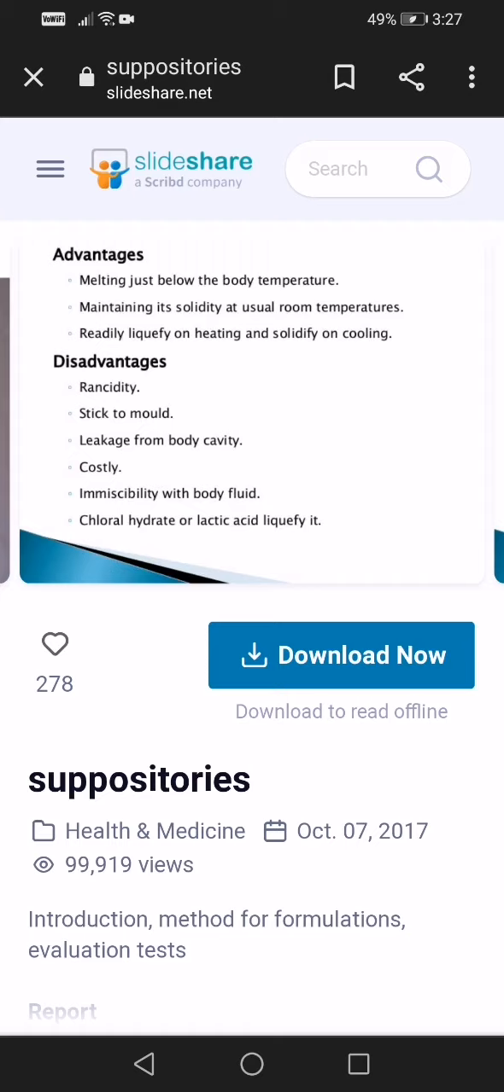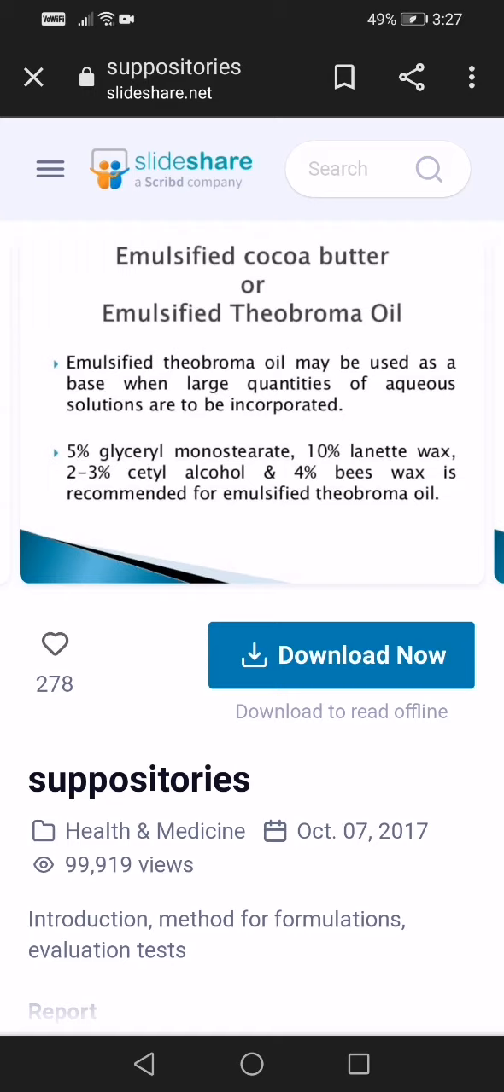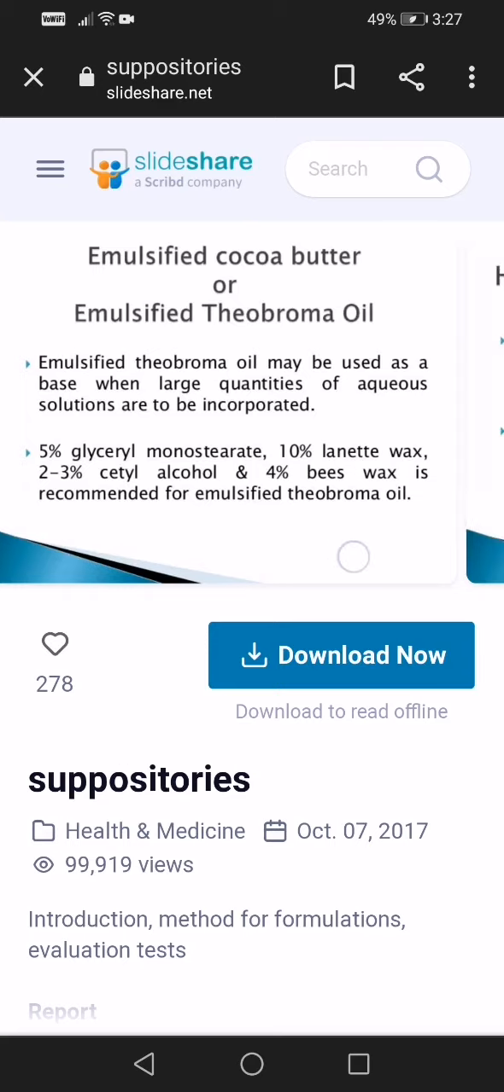So in order to rectify that, whenever you are giving through any route, you have to prepare a suitable dose, that means a suitable base should be present. Okay, next, emulsified cocoa butter or emulsified theobroma oil. This is used as a base when large quantities of aqueous solutions are to be incorporated. 5% glycerin monostearate, 10% lanolin wax, 2 to 3% cetyl alcohol, and 4% beeswax is recommended for emulsified theobroma oil.